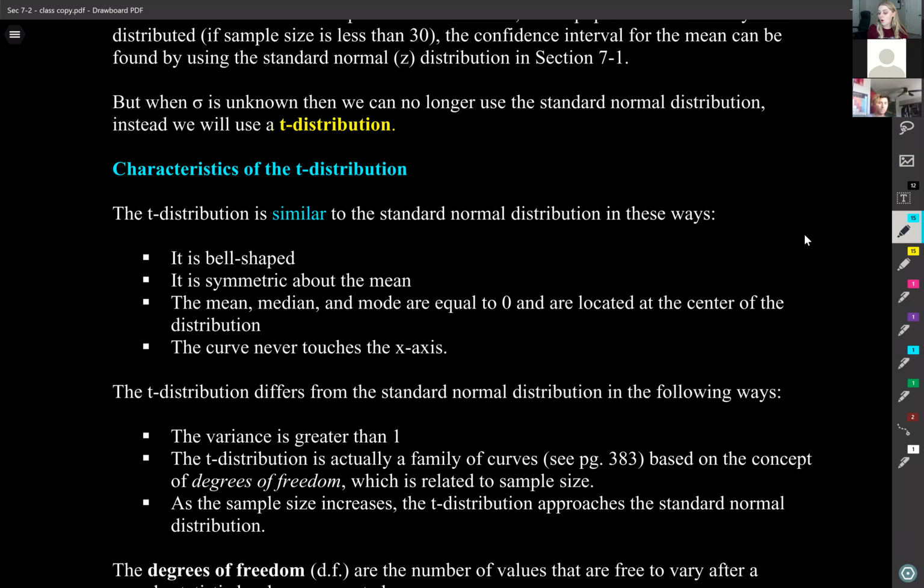The mean, median, and mode are all equal to 0 and are located at the center, the same thing as the standard normal. The curve also never touches the x-axis. It just approaches it on both sides. So those things are all pretty similar, and that's a lot of the characteristics of the standard normal distribution. So far it's not looking too different.